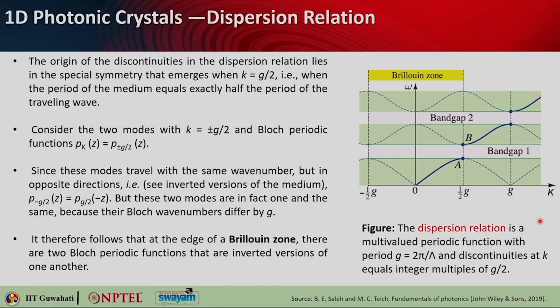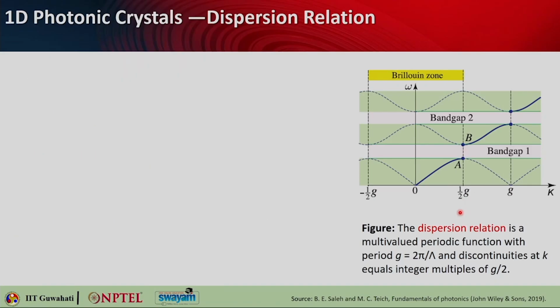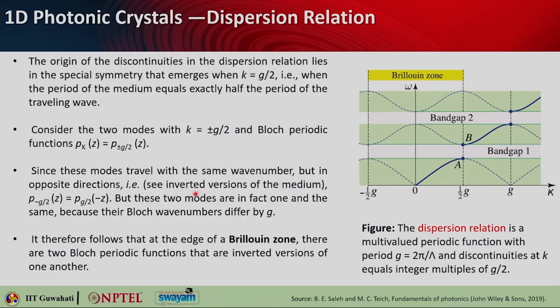And the dispersion relation that you see here is basically a multi-valued periodic function with period g equals 2 pi by capital lambda, and the discontinuities at k equal to integral multiples of g by 2. And the reason for the discontinuities I have just explained here.